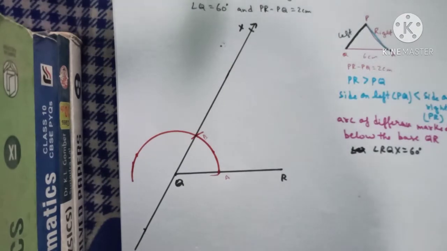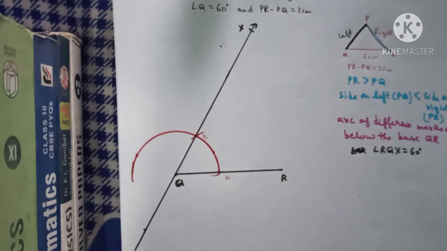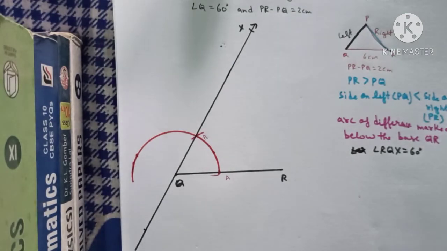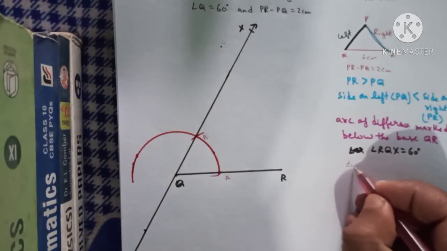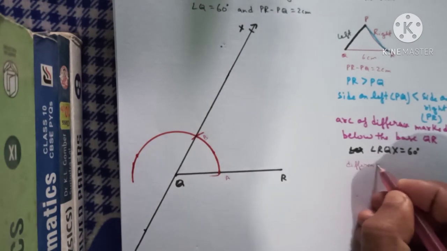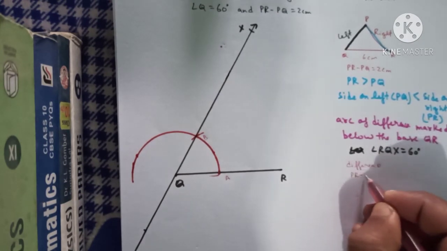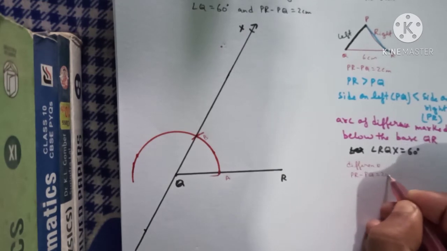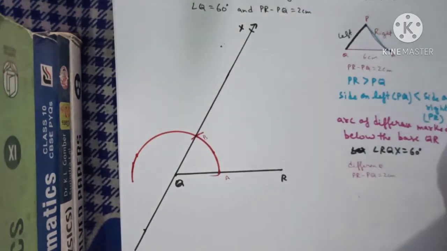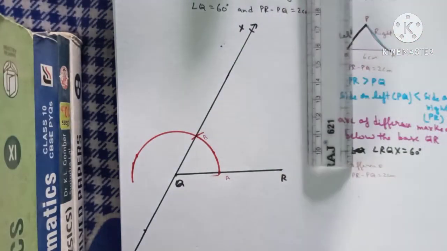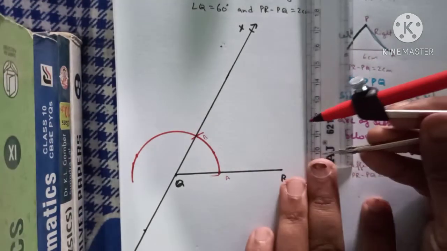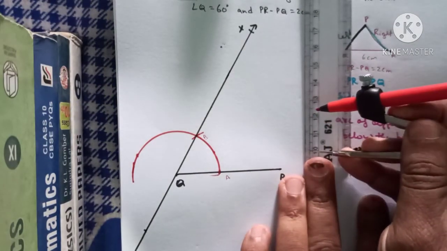Now since we have to make the arc of difference below the base QR, equal to the difference of the sides, how much is it? The difference of the sides, that is PR minus PQ, is given as 2 centimeter. So we have to take the radius equal to 2 centimeter. We will take the difference equal to 2 centimeter with the help of compass and ruler.